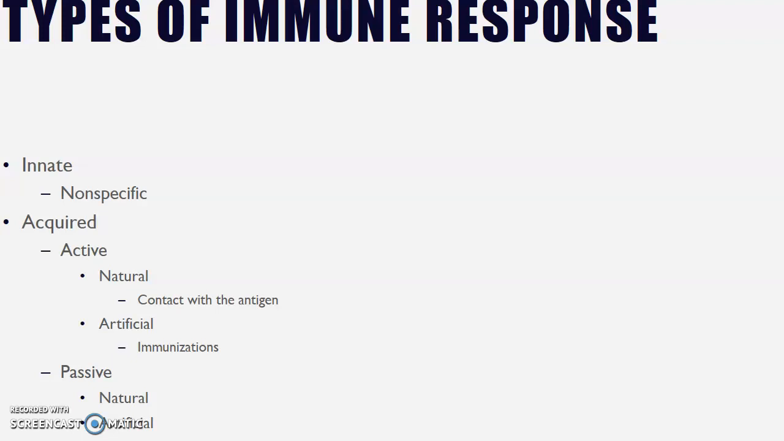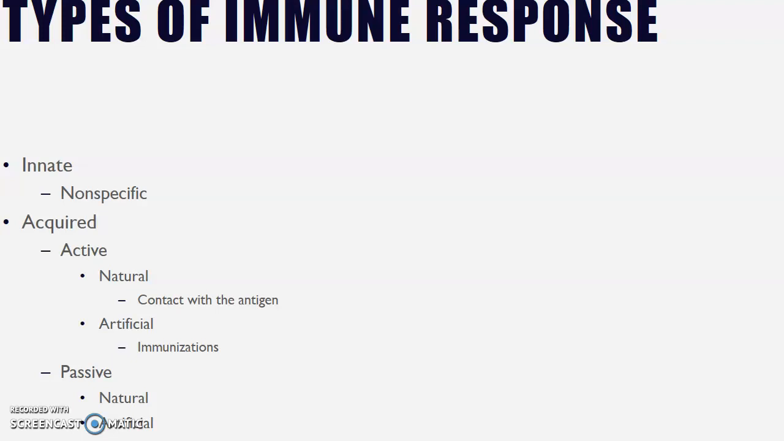When we look at passive, we can get passive immune response. This is babies. Babies get their natural immunity from their mother's breast milk. So when babies are born, we want them to nurse to get those gamma globulins into their system.